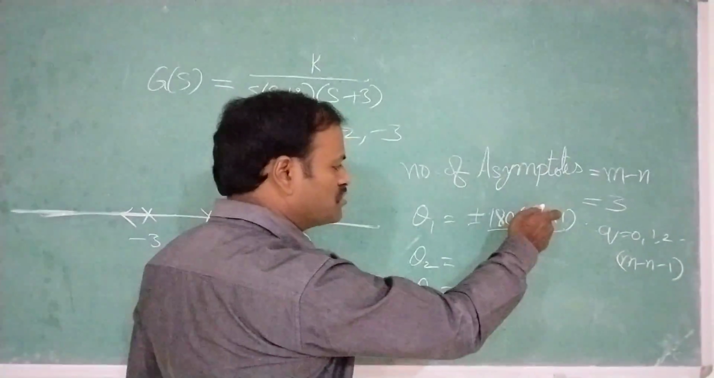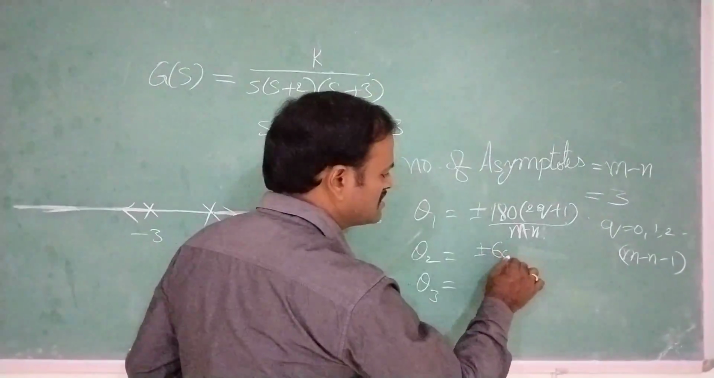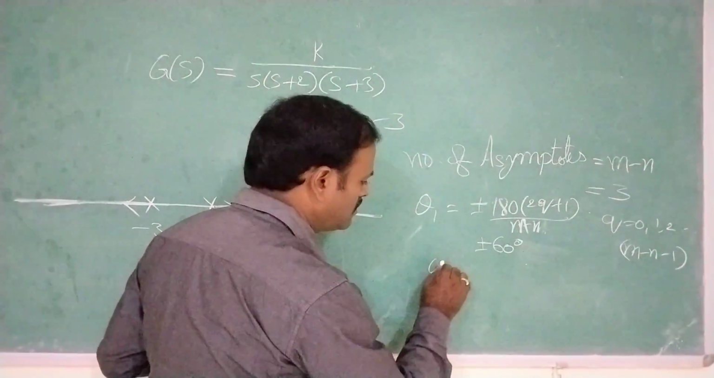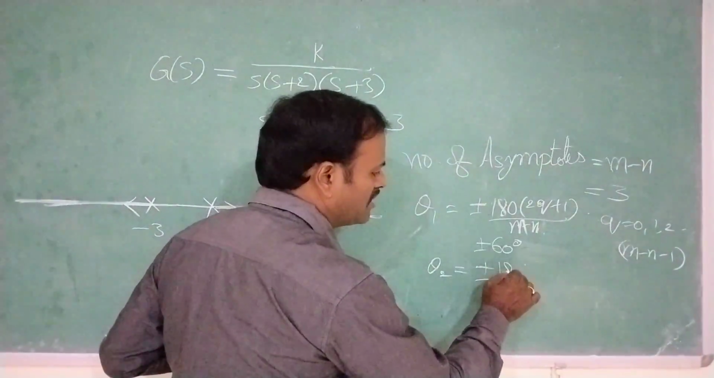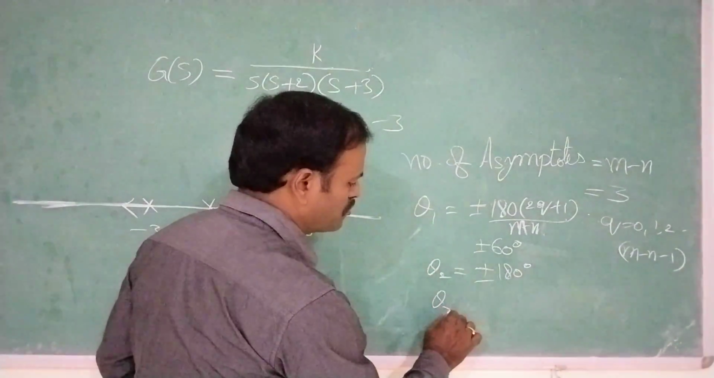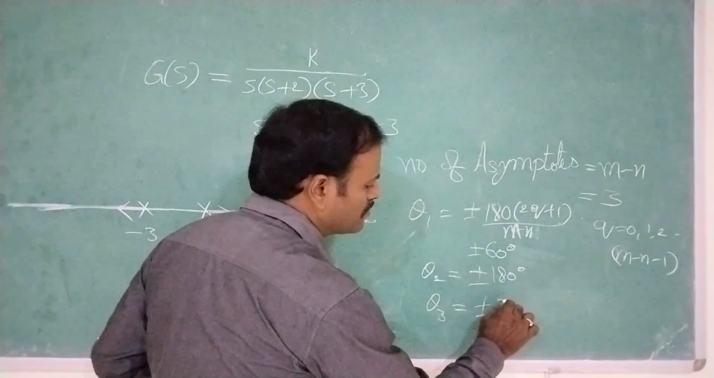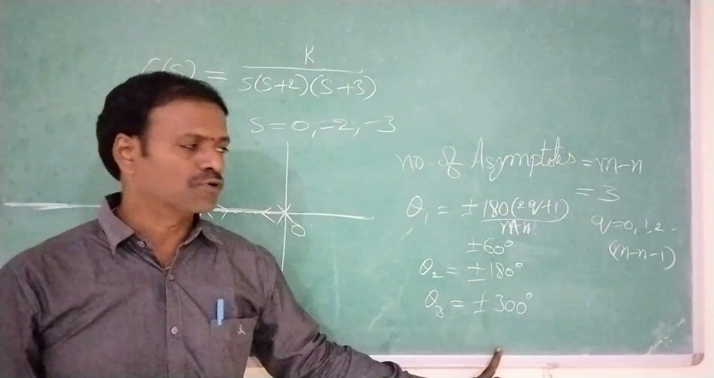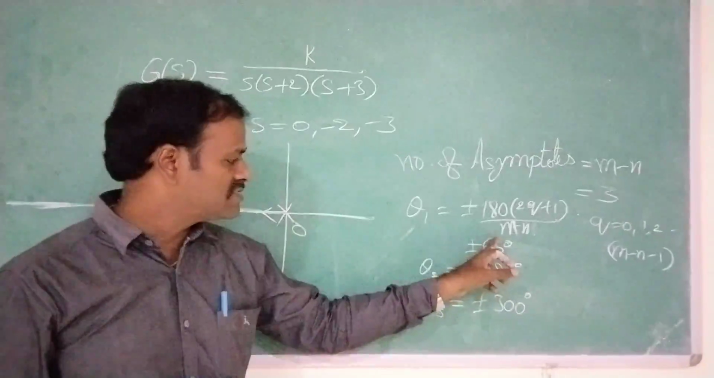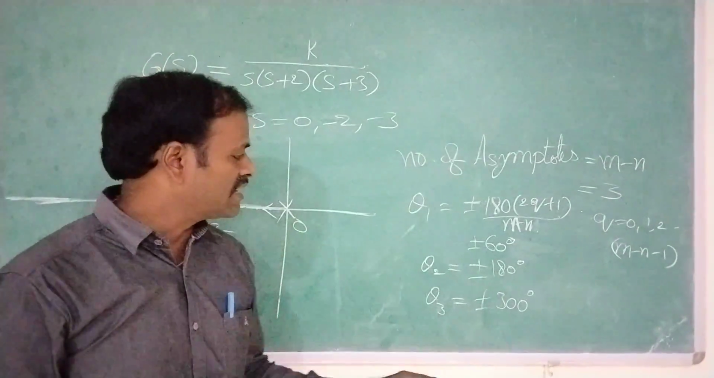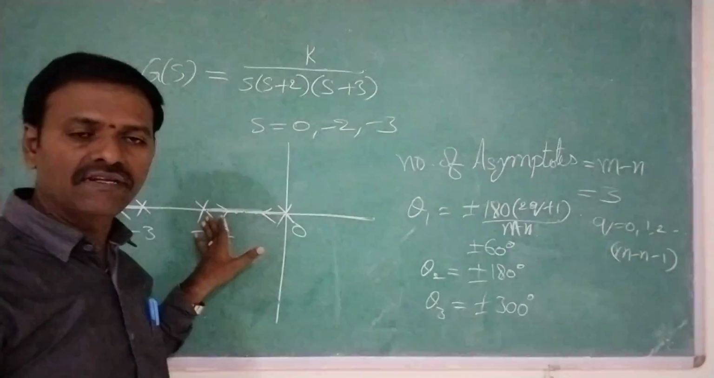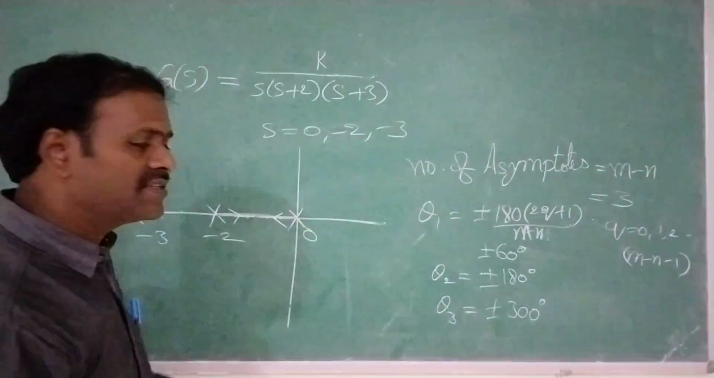When I substitute q equal to 0 here, I will get 60 degrees. When I substitute q equal to 1 here, I will get plus or minus 180 degrees. I will substitute q equal to 2, I will get plus or minus 300. So these are the angles of asymptotes. I have 3 angles of asymptotes. Those are 60, 180 and 300. Next, where do these angles intersect on the real axis? That is nothing but the centroid. Let us find the centroid.